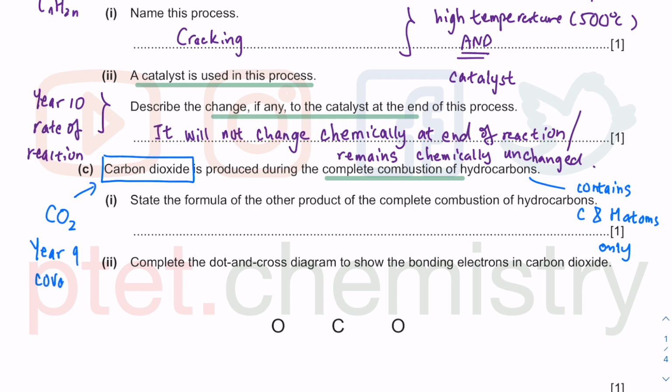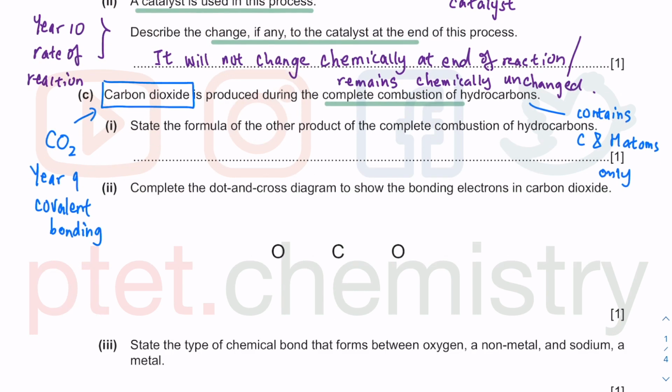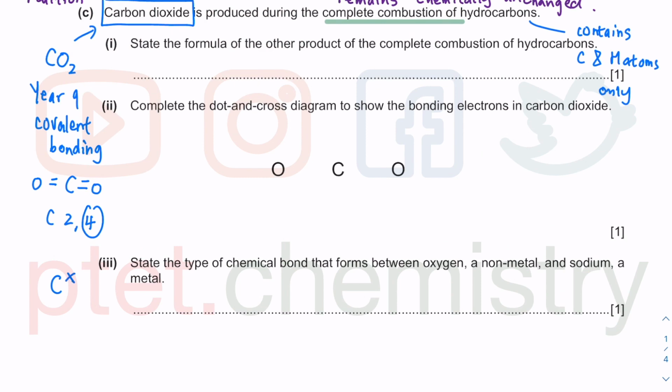Year 9 covalent bonding. In the syllabus, you were expected to draw the dot and cross diagram, where the carbon forms 2 covalent bonds to each oxygen. Carbon is in group 4 with 4 electrons in the outer shell. So carbon needs to share 1, 2, 3, and 4 electrons to complete the outer shell. To draw the dot and cross, we draw crosses from the carbon, and then we draw the oxygen with dots. But oxygen has 6 electrons in the outer shell, and it shares 2 electrons. That means we still have 4 more in the outer shell.